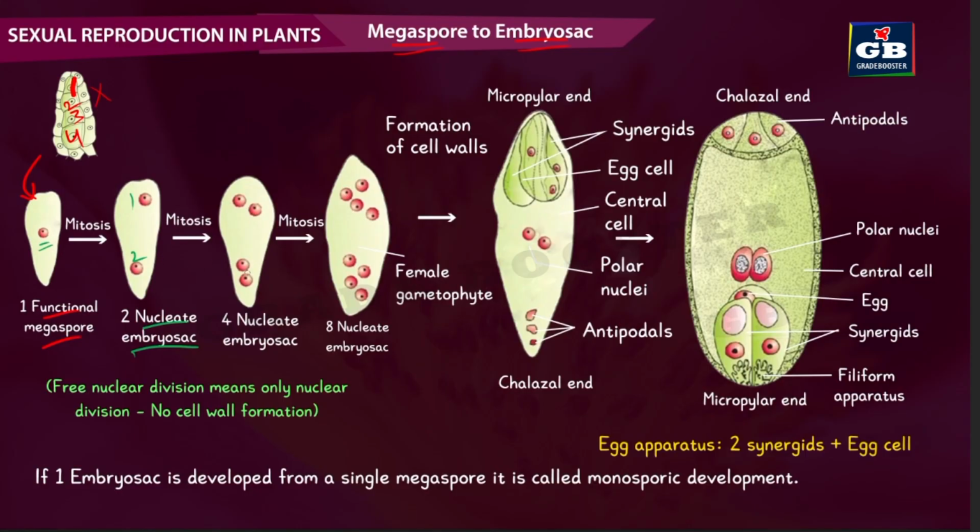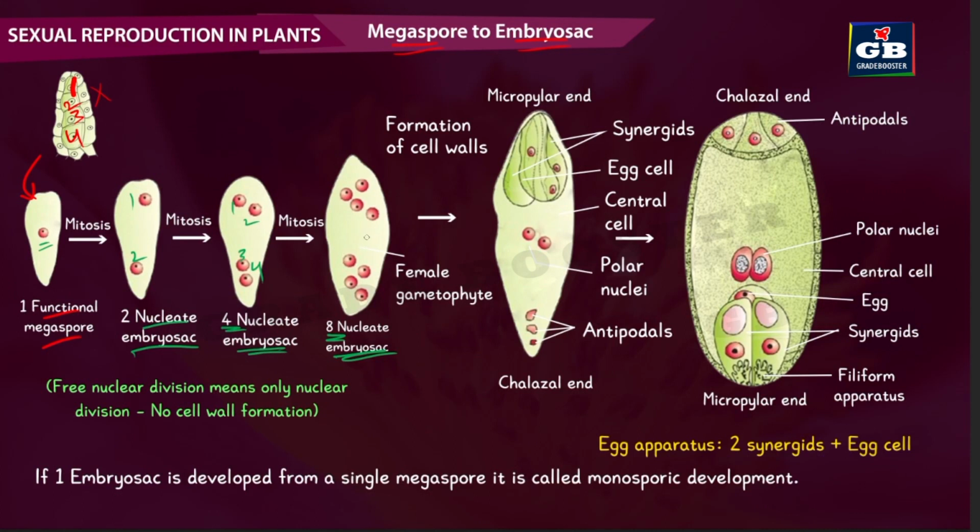Again, by mitosis, it develops into a 4-nucleate embryo sac. So 4-nucleate, 1, 2, 3, 4. And still the mitosis continues and an 8-nucleate embryo sac is formed. Here we can observe that only the nuclei are being divided, not the cell.